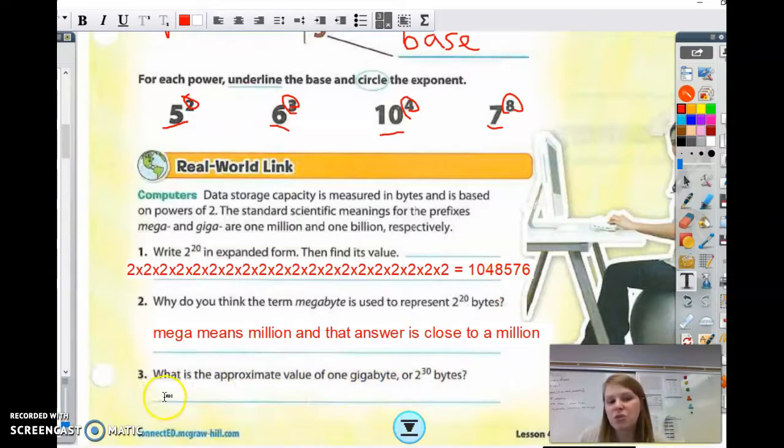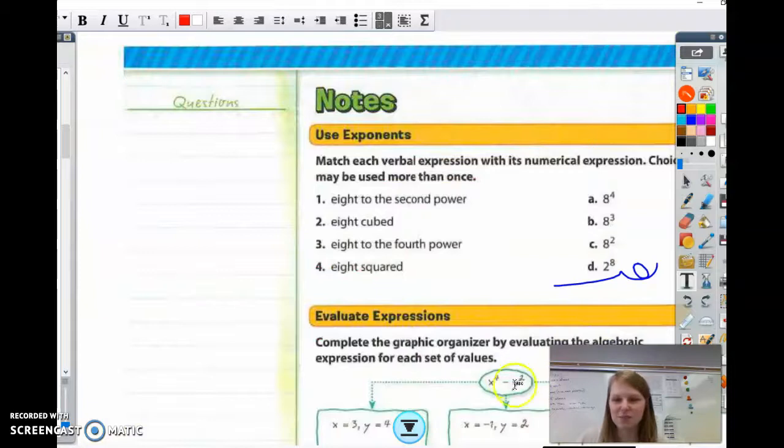So the next question is saying, what's the approximate value of 1 gigabyte? So 2 to the 30th bytes. We could plug this into our calculator, but I'm seeing approximate. So approximate 1 gigabyte, giga means a billion. So I'm going to say 1 billion. Done. Awesome. Let's look at the next page.